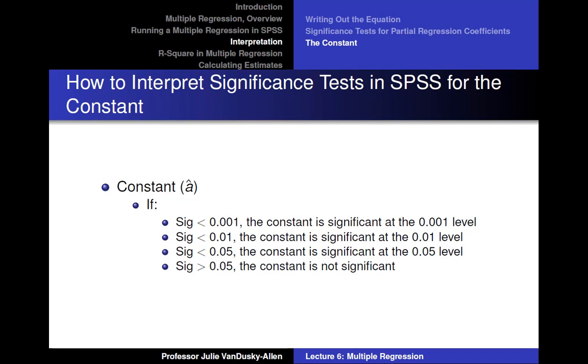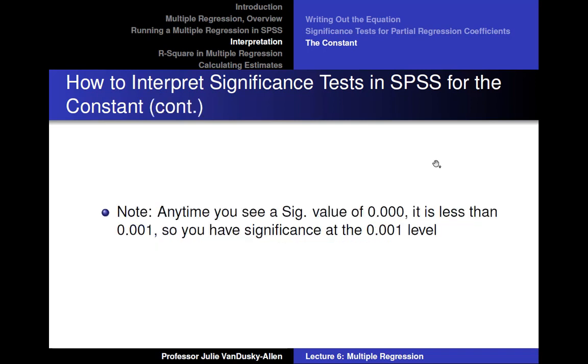If the sig value is less than 0.01, then the constant is significant and different from 0 at the 0.01 level. If not, move on to the next step. If the sig value is less than 0.05, then the constant is significant and different from 0 at the 0.05 level. If not, then the constant is not significant and is indistinguishable from 0. Also note that anytime you see a sig value of 0.000, then it is less than 0.001, and the significance is at the 0.001 level.